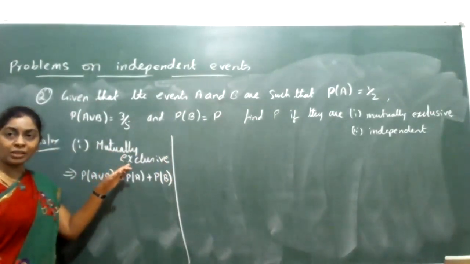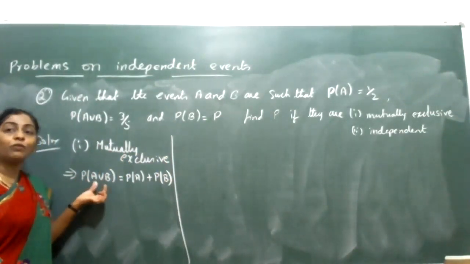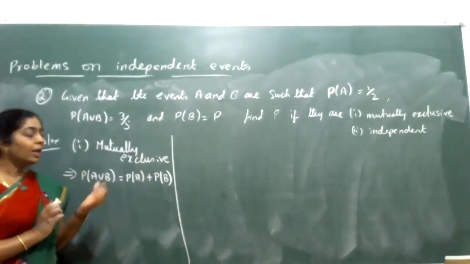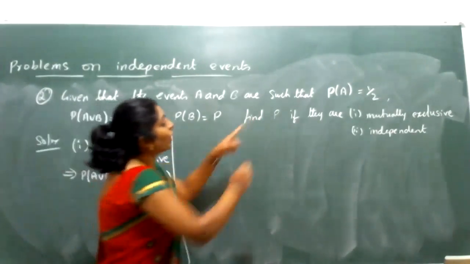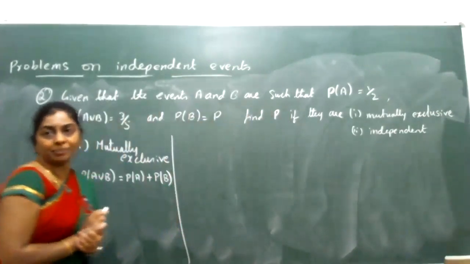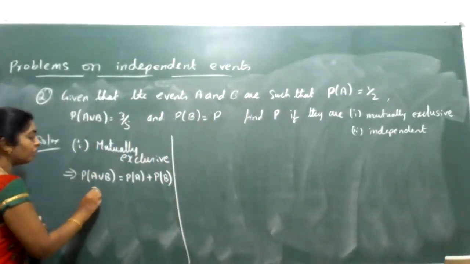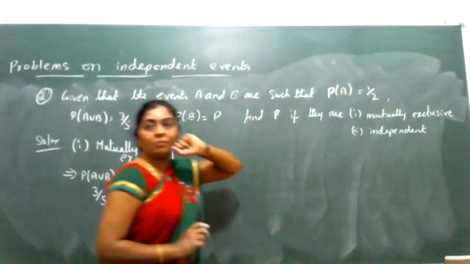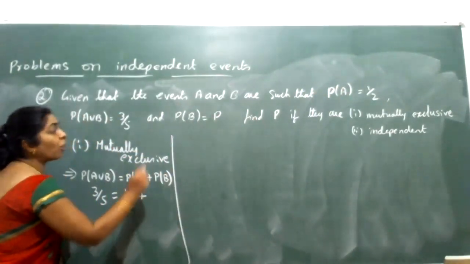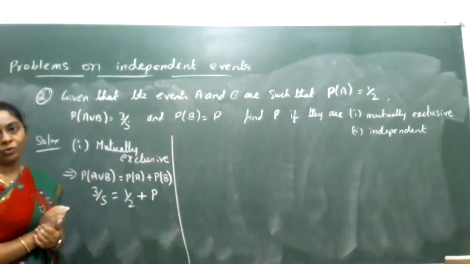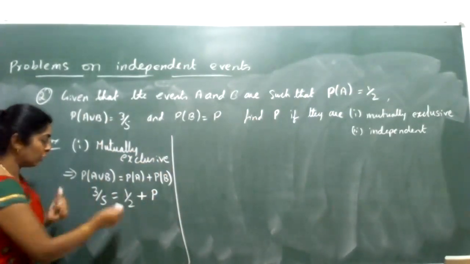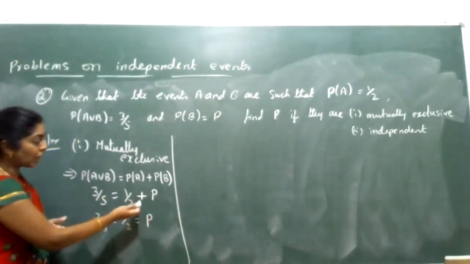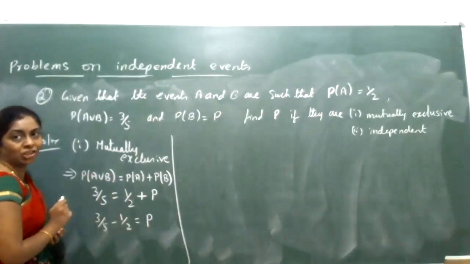When I say they are mutually exclusive, it implies probability of A union B is equal to probability of A plus probability of B. Let me substitute the value and try to find out the unknown, what is asked as P. Now, probability of A union B is 3 by 5, equal to probability of A, which is also given, half, plus probability of B, which is nothing but P, the unknown. I have to rearrange this and get back the value. Shall I shift half to LHS to rearrange this value?